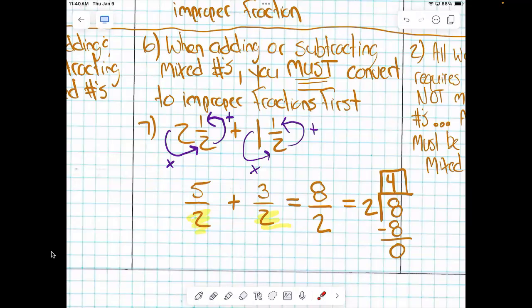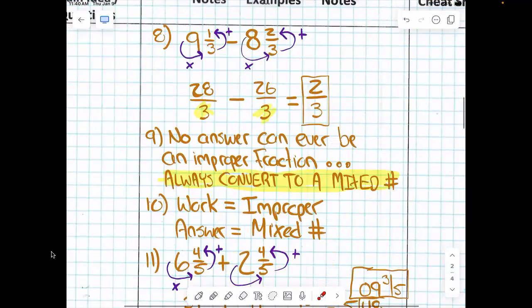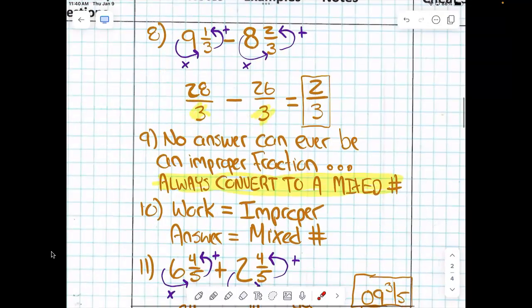And sometimes it doesn't even work to be a mixed number. It turns into just a whole number because we know that 8 divided by 2 is 4. When you look at a fraction, the fraction bar is always considered a division sign. So it's really 8 divided by 2, right? Yes.